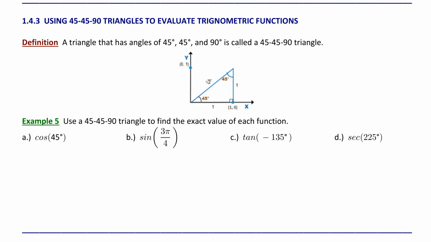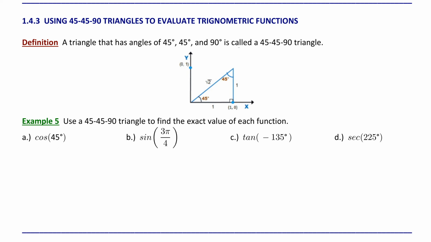Now that we've learned how to calculate the 6 trigonometric ratios for quadrantal angles, we can focus on the 6 trigonometric ratios evaluated at multiples of 45 degrees. In section 1.4.3, we're going to use a 45, 45, 90 triangle to do that very thing. Now, a 45, 45, 90 triangle has 2 angles equal to 45 degrees and 1 right angle.